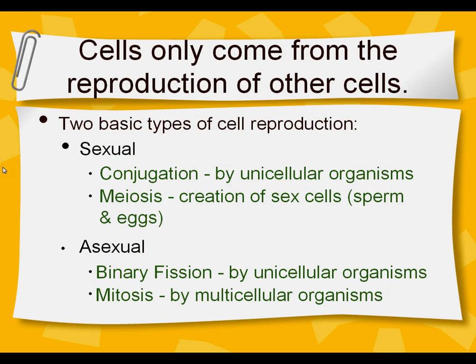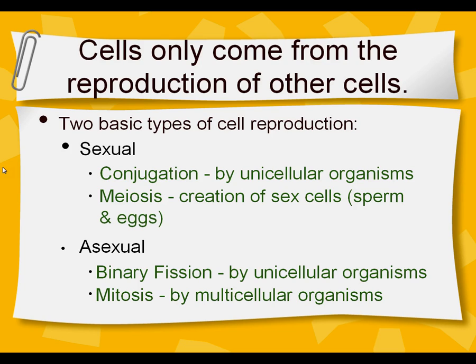This is an interesting one. This is the third part of the cell theory. Cells only come from the reproduction of other cells. There are two basic types of cell reproduction. You can have sexual reproduction and you can have asexual reproduction.